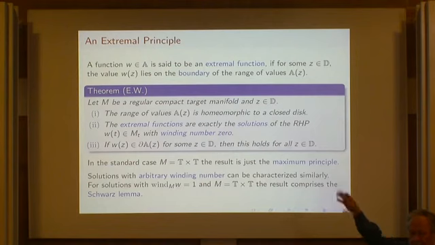And if you translate this general result to this situation, then we see that we get the Schwarz lemma. Namely, for all functions W which are bounded in modulus by 1 on the circle, we have the modulus of W of Z less than or equal to the modulus of Z. And if equality is attained at some point Z, it must be a function of this type.